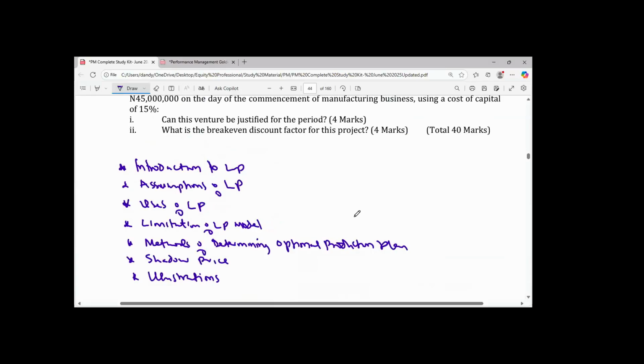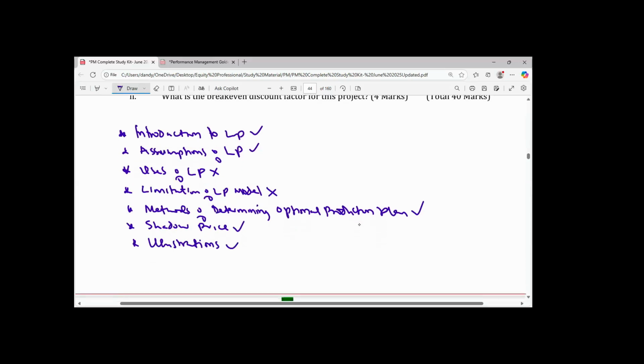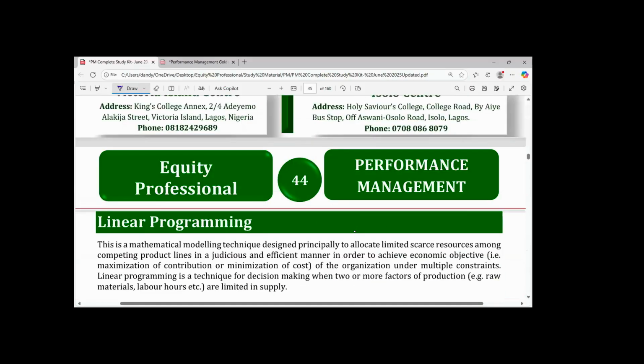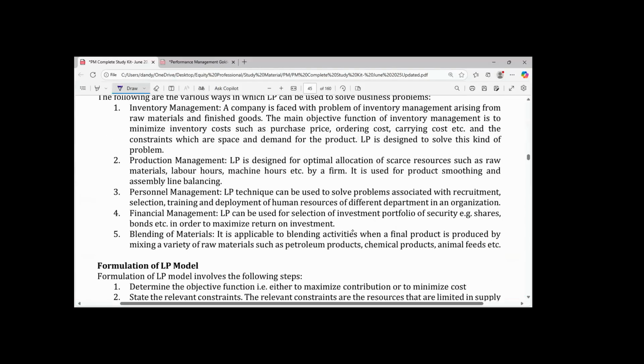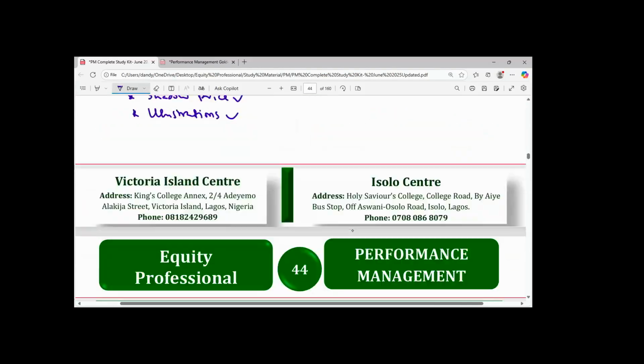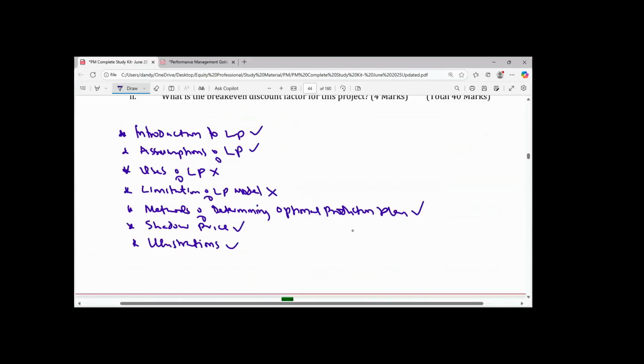If you know all of this, that means you already know linear programming. If you know any of these items that I listed, that means you are good as far as linear programming is concerned. So I repeat once again, for the uses of linear programming, as well as the limitations of the LP model, you are going to form a note on that. It's in your study material. You can go through it. Okay. So let's take it one by one. You can open the material at your end.